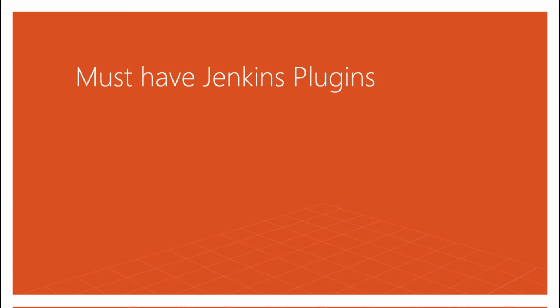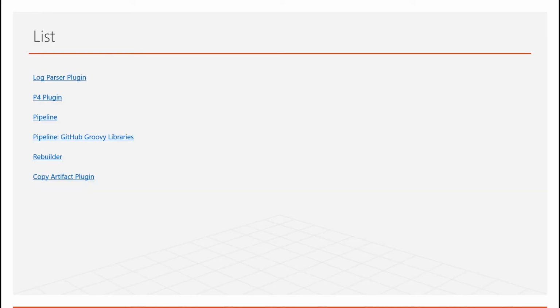So let's talk about the must-have Jenkins plugins. There would be the log parser plugin, which basically parses the log according to parameters you set. The P4 plugin if you use Perforce. Pipeline is very useful, and this is what this whole presentation is based on. Everything we do is with pipeline scripts, so that's why you need pipeline. You need the GitHub Groovy library if you want to use any interesting libraries from Groovy, which I do. The Rebuilder plugin is very nice for debugging on Jenkins itself.